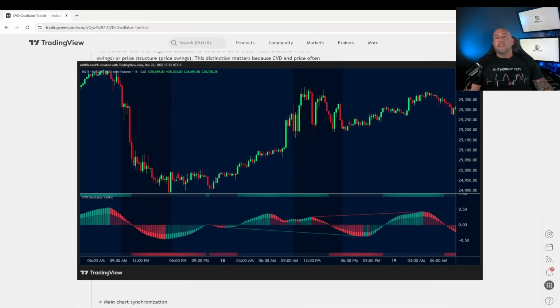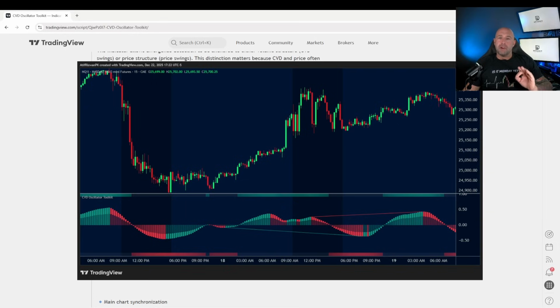Now, the CVD divergence detection feature identifies situations where price continues to push toward new extremes while volume pressure weakens or moves in the opposite direction. This behavior often reflects absorption, distribution, or exhaustion that is not immediately obvious from price action alone. Now, there are different types of divergences. A bearish divergence occurs when the price pushes higher, but the CVD fails to confirm the move or forms a lower high, indicating weakening buying pressure behind the advance.